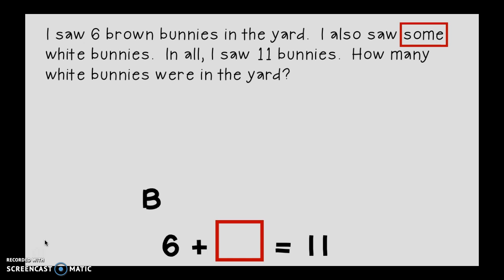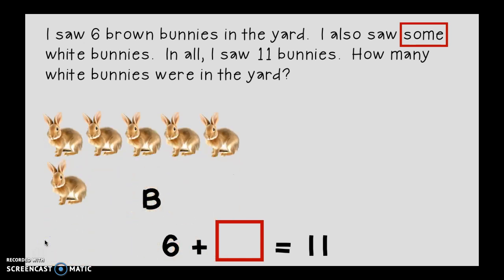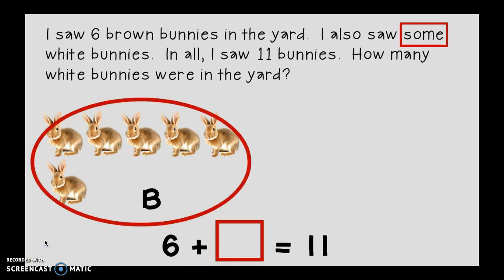All right, you put your labels in, here we go. I had 6 brown bunnies. And I circled those to keep them organized. And then I counted up to make 11. Is that what you did? It's okay if you did something different. We just should hopefully end up with the same answer. But like I said, there are a whole bunch of strategies that we know. This is just what I chose.